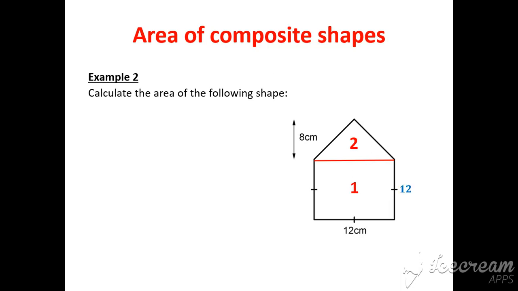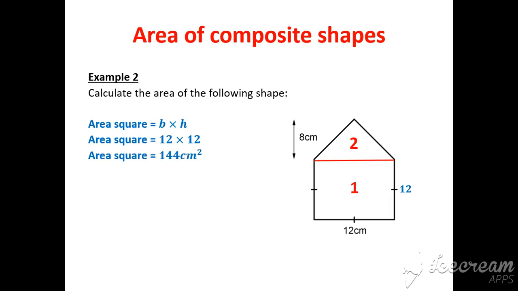So we know this is 12 because there's dashes on all the sides. So that must mean it is a square. 12 and 12 means all sides are equal. So let's start off with the area of the square, which is base times height. The base is 12, the height's 12, so 12 times 12 makes 144 centimeters squared.